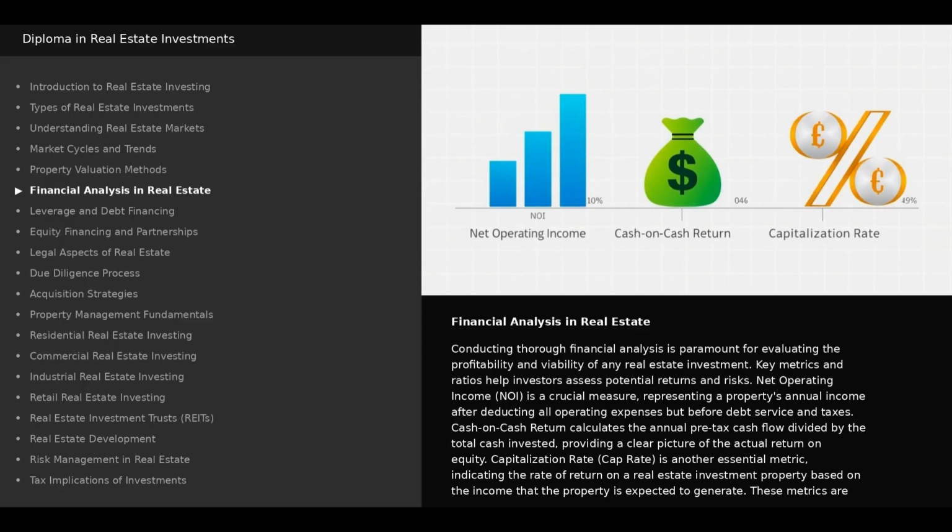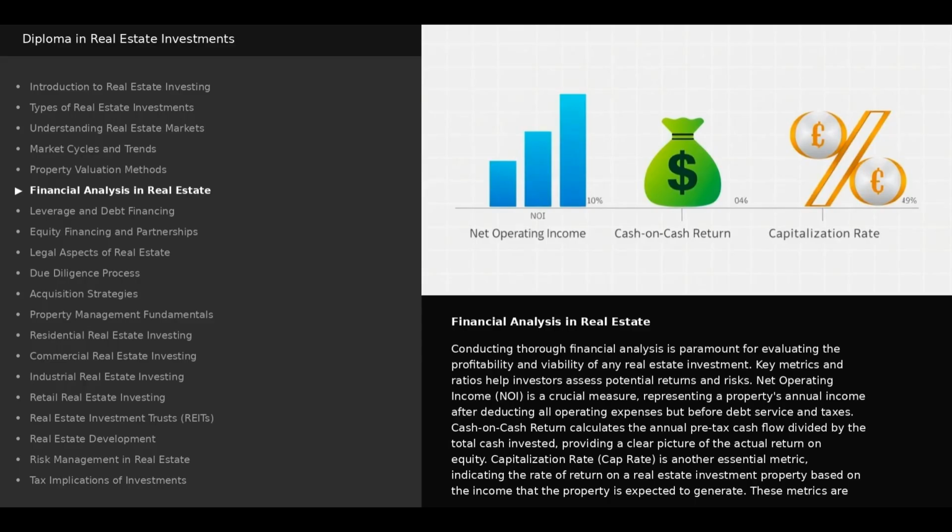Net operating income, NOI, is a crucial measure, representing a property's annual income after deducting all operating expenses but before debt service and taxes. Cash-on-cash return calculates the annual pre-tax cash flow divided by the total cash invested, providing a clear picture of the actual return on equity.